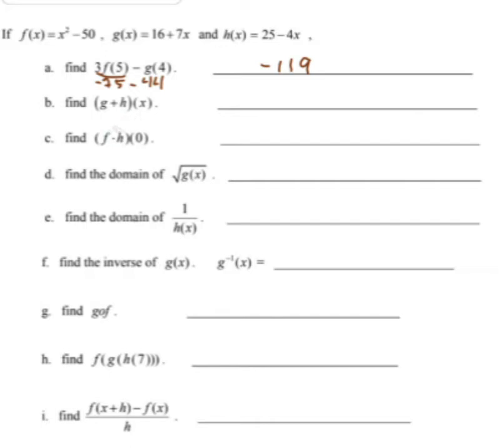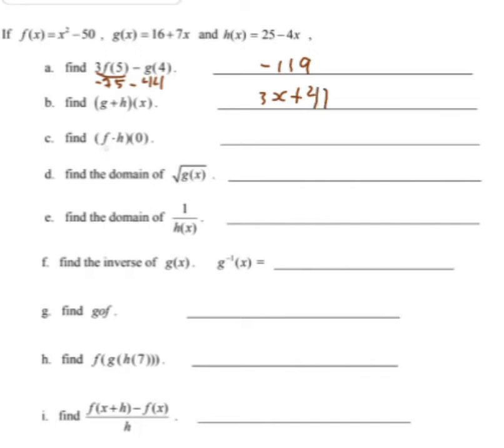B. Find g plus h of x. This is equal to g of x plus h of x. g of x is 16 plus 7x, and h of x is 25 minus 4x. So 7x minus 4x is 3x, and 16 plus 25 is plus 41.